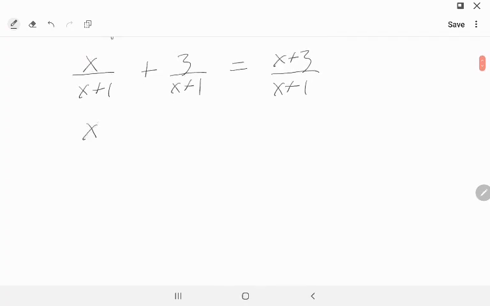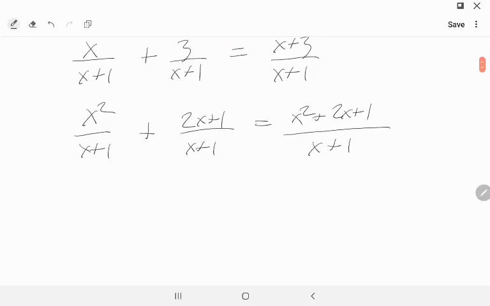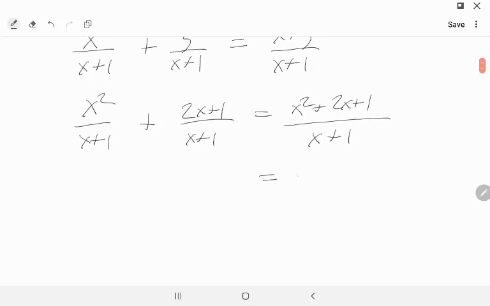So if we had x squared divided by x plus 1 plus 2x plus 1 divided by x plus 1, that would be x squared plus 2x plus 1, all divided by x plus 1. And now we can write that as x plus 1 divided by x plus 1 gives us x plus 1, as long as x isn't negative 1.